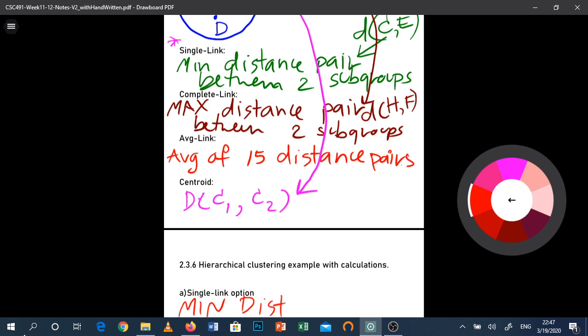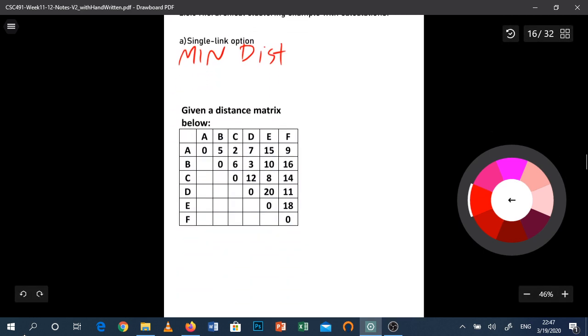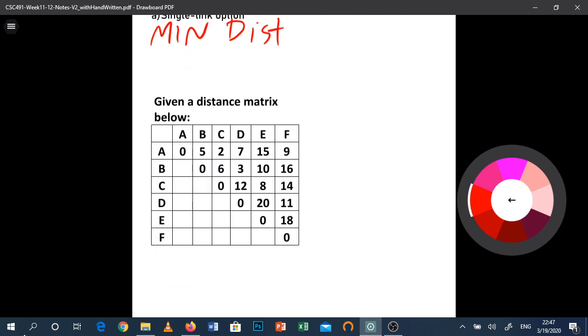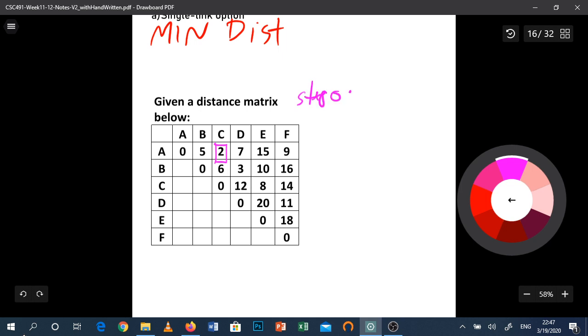So the algorithm of hierarchical clustering, regardless of those 4 options, single link, complete link, average link, centroid, will always look for the smallest distance in the latest distance matrix. So in this example, the smallest distance is here, A and C. So in this case, we can first draw the most updated dendrogram. That is now A merged with C.